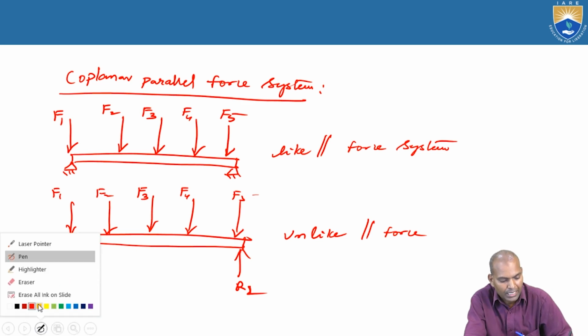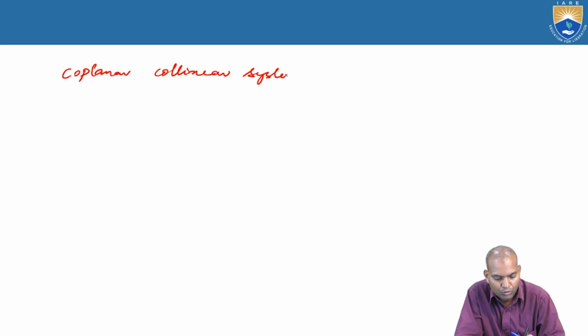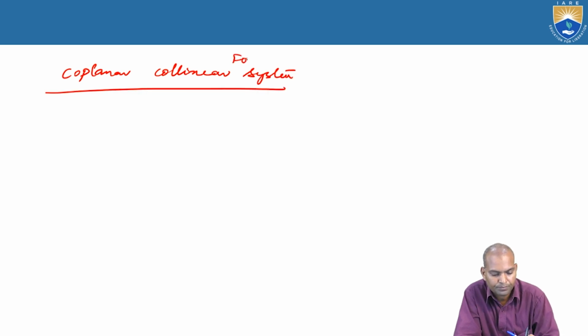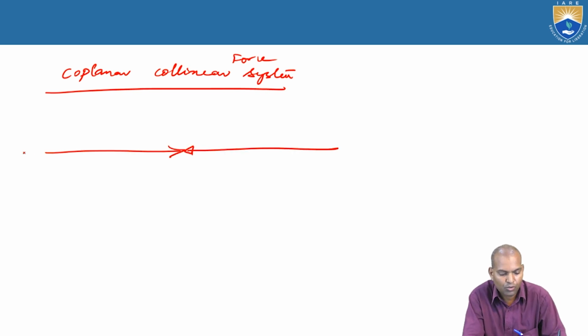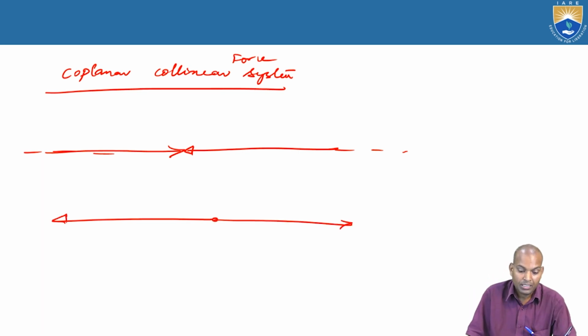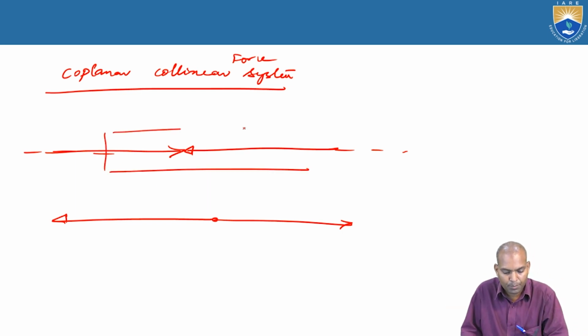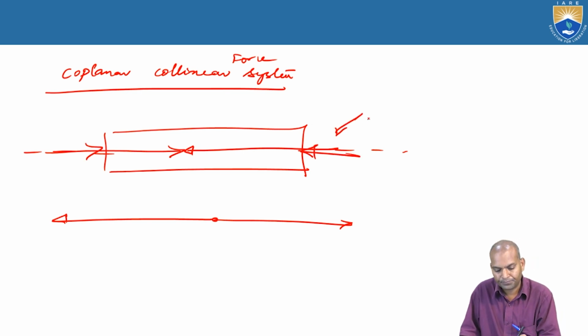Now the third category which we have to remember is the coplanar collinear force system. Collinear means the forces act along the same line. They can act towards or go away from each other. These are coplanar collinear forces, acting along the direction. Suppose we consider a beam in between, then they are known as compressive forces.